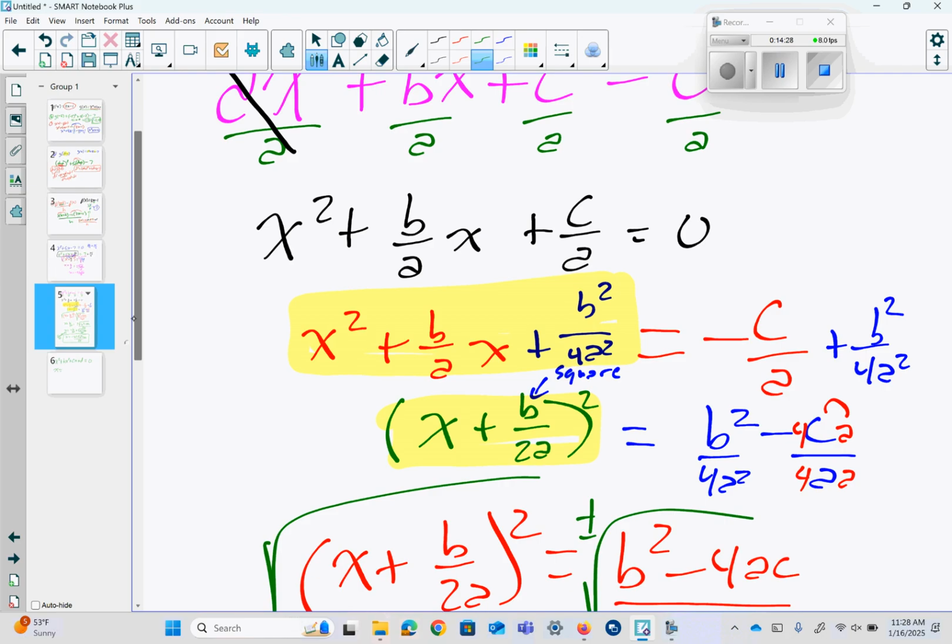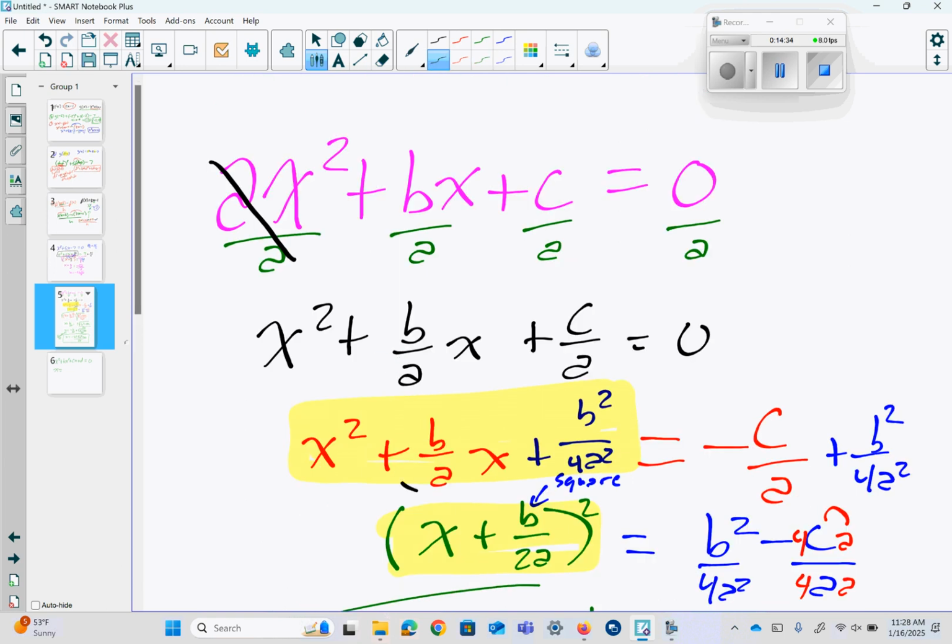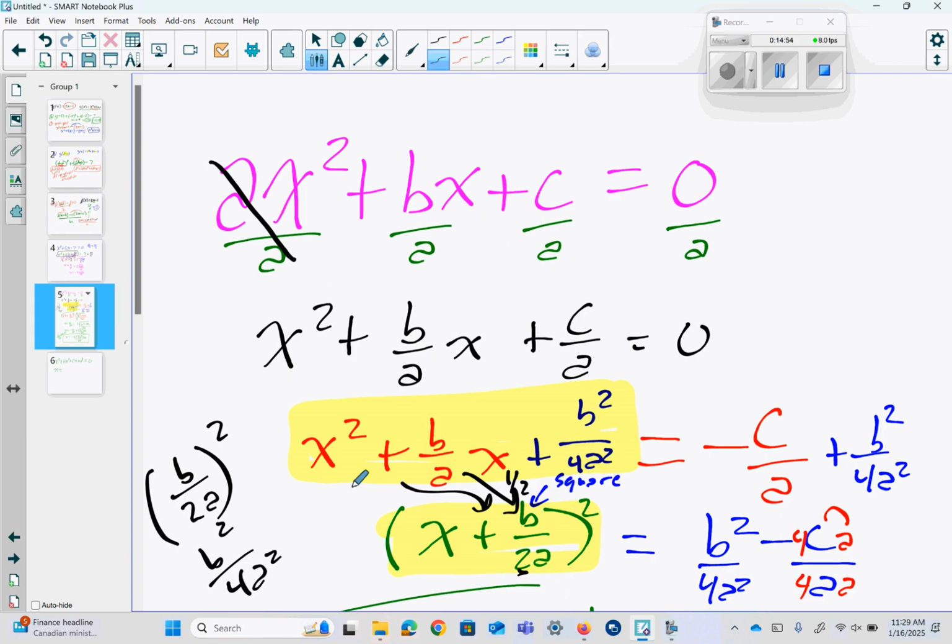I go x in parentheses plus, the plus sign always has to match. This has to match this. And you take half, meaning you just multiply the denominator. That's where that 2 came from. If you square this, if I go b over 2a squared, that becomes b squared over 4a squared. So that's where this came from.